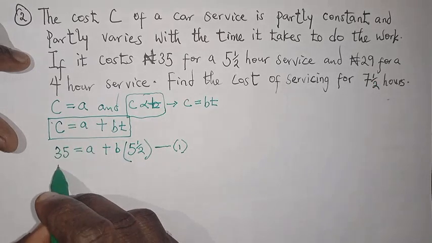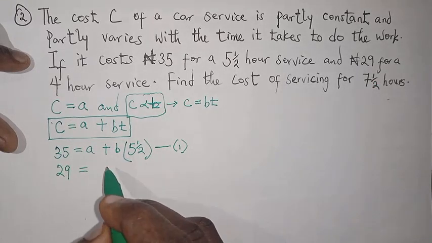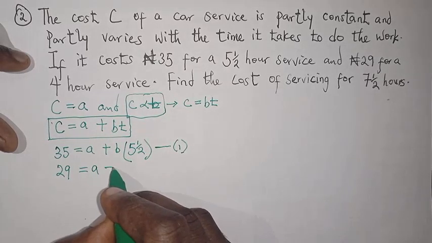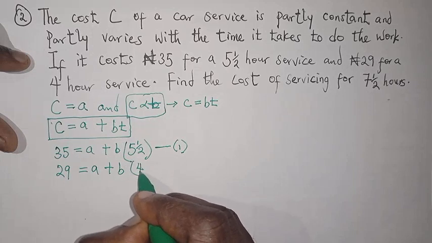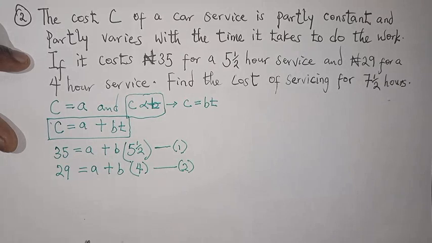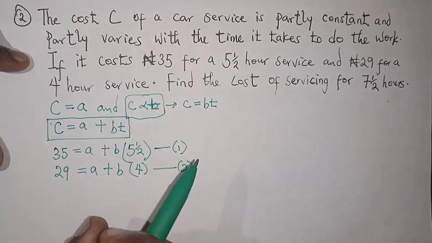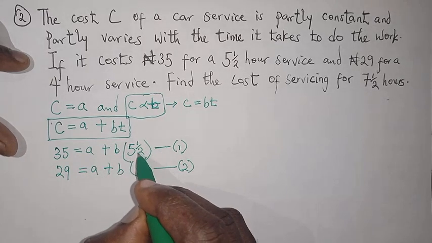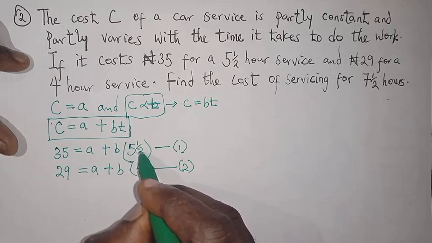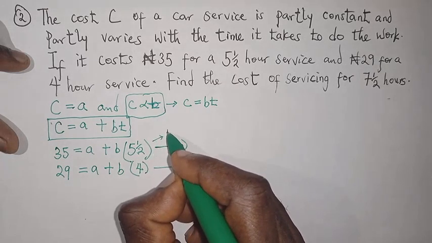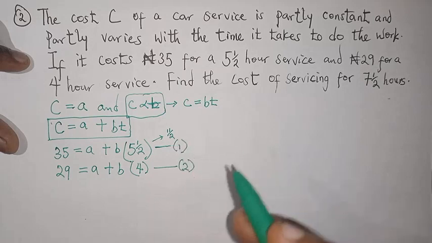And it costs 29 naira for a 4 hour service. So 29 equals A plus 4B. This is my equation 2. We're going to try to get the relationship from this. Now I can change 5.5 to an improper fraction, and of course that's going to give me 11 over 2.